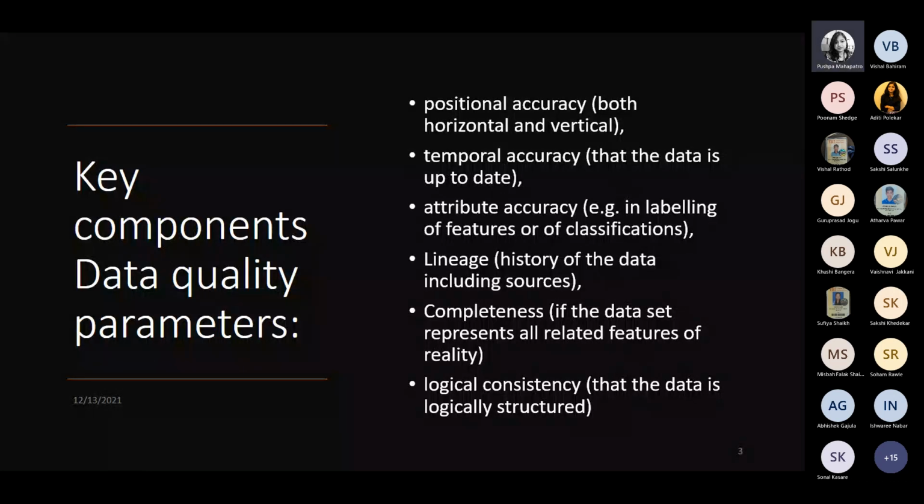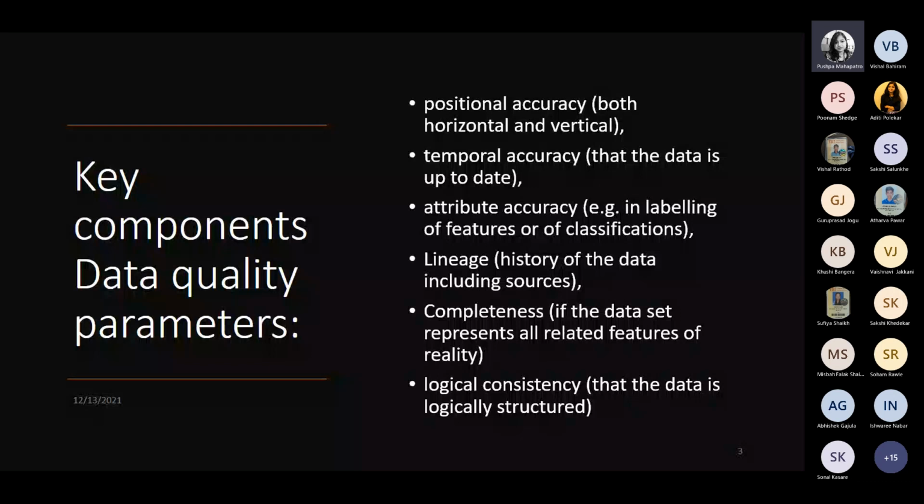Logical accuracy means, see, suppose I am going by train route. If you are going from Panvel to CST, what comes to your left and what comes to your right should not be mismatched. Otherwise, your logical accuracy will not be there. Top, bottom, that should not go wrong. That is your logical accuracy. So the data should be logically structured. This is one example, there can be many examples. What is bigger, what is smaller, that logically also it should be correct. What comes first and what comes next, that also should be correct.